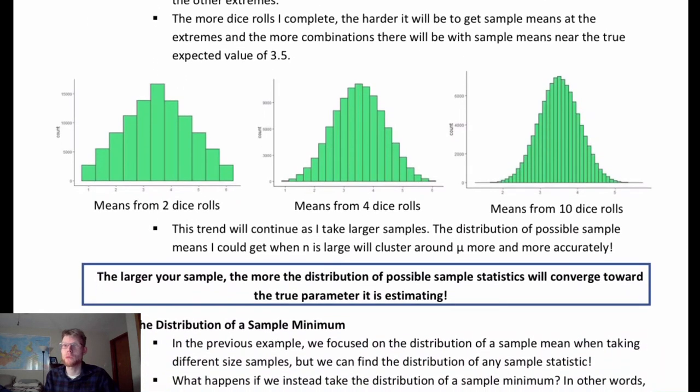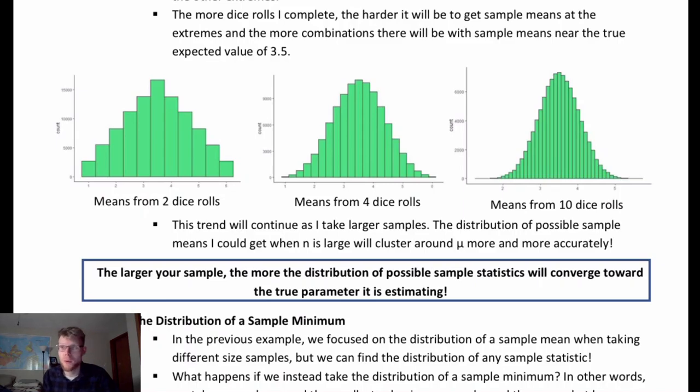So this is a really, really important idea. The larger your sample, the more the distribution of possible sample statistics is going to converge towards the true parameter it's estimating. Again, for the same reason that a sample distribution mirrors the population as I increase the sample size, the more the sample statistic is going to estimate the parameter, and close in on the parameter that it's intending to estimate. So keep both of those ideas in mind.